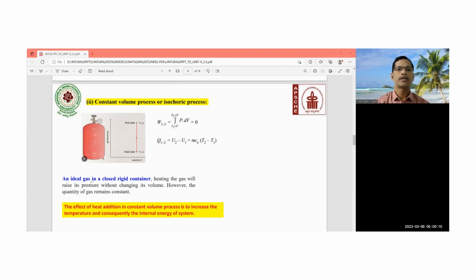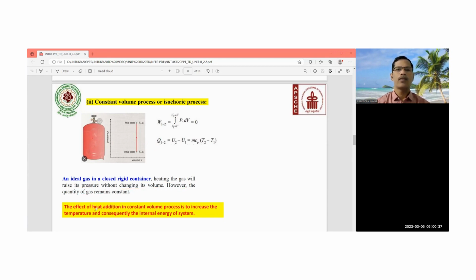The example: a gas in a closed rigid container. Heating the gas will raise its pressure without changing its volume. However, the quantity of gas remains constant.